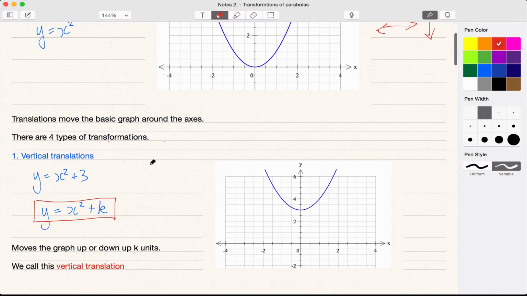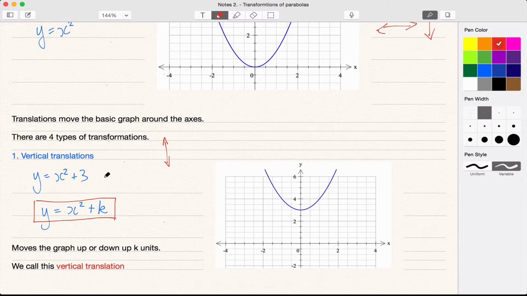So that would be the up and down one. The example I've got here is y equals x squared plus 3. So there's a plus 3 on the end. And here's an example of the graph. And if you compare that to the original graph, remember the original y equals x squared graph was going through the origin. So when we put a plus 3 on the end, it moves the graph up to have a turning point going through plus 3. That's all we've done to the graph.